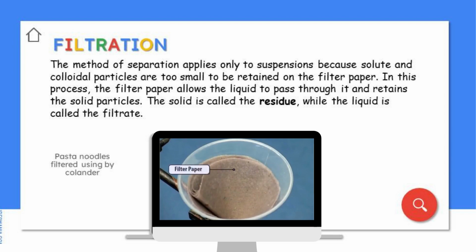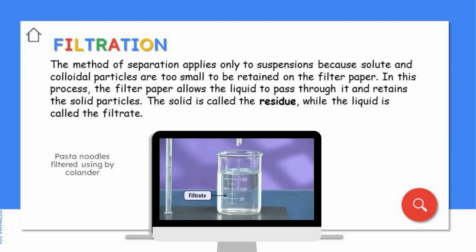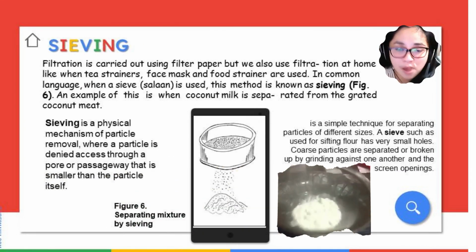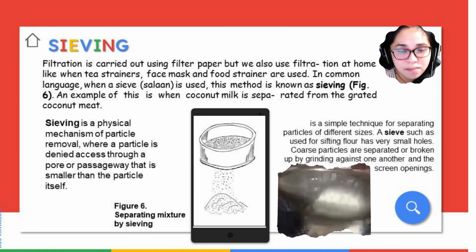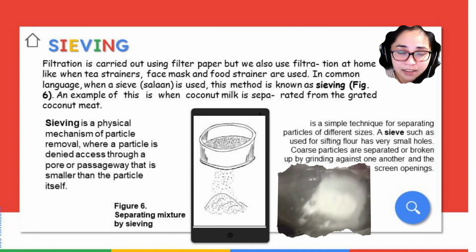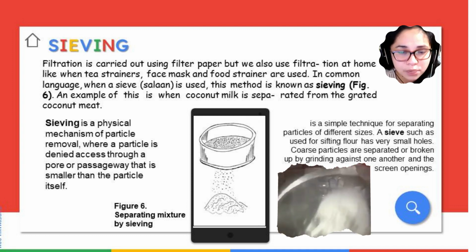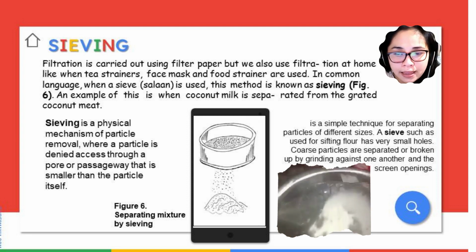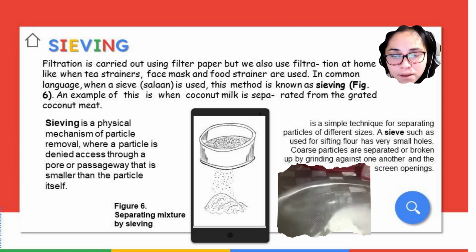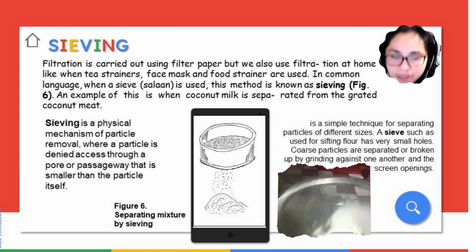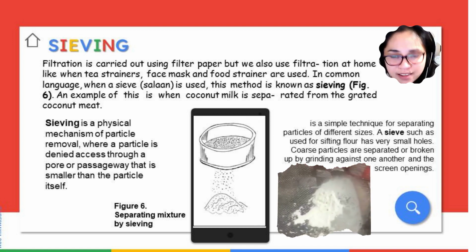Look at the filter paper after filtration. You can see that fine particles of mud are deposited on the filter paper and the filtrate obtained is free from impurities. Sieving is a physical mechanism of particle removal where a particle is denied access through the pore or passageway that is smaller than the particle itself. It is a simple technique for separating particles of different sizes.